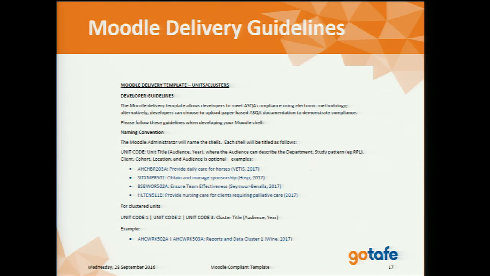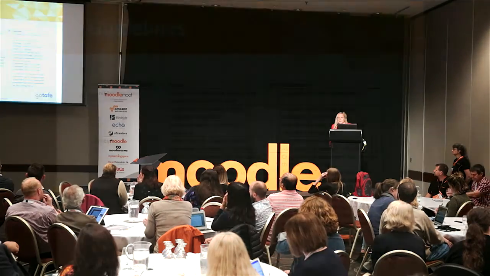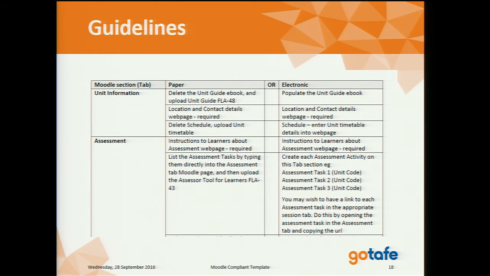We have a set of guidelines for our teachers in the template, and we did those paper-based so the teachers could print them off and use them. The guidelines cover things like naming conventions, so each organisation would have their own guidelines. In those guidelines, if you're going to use paper-based, this is what you would do, and if you're going to do electronic, this is what you would do. So you could swap between one or the other. Some things may be paper-based and some things may be electronic.